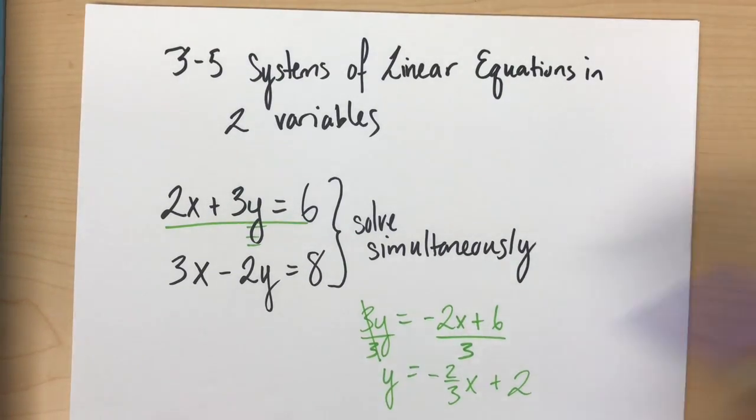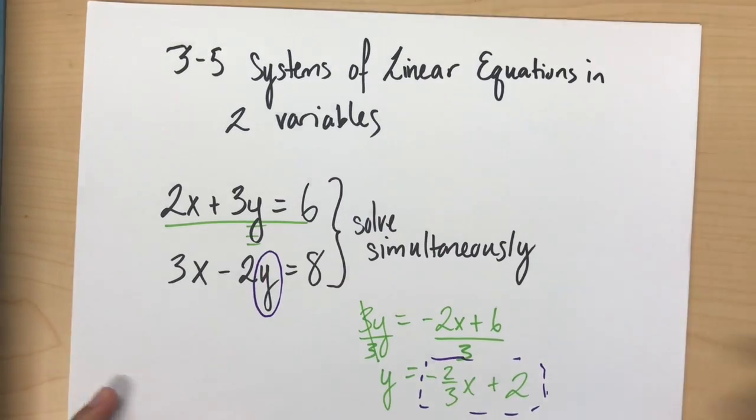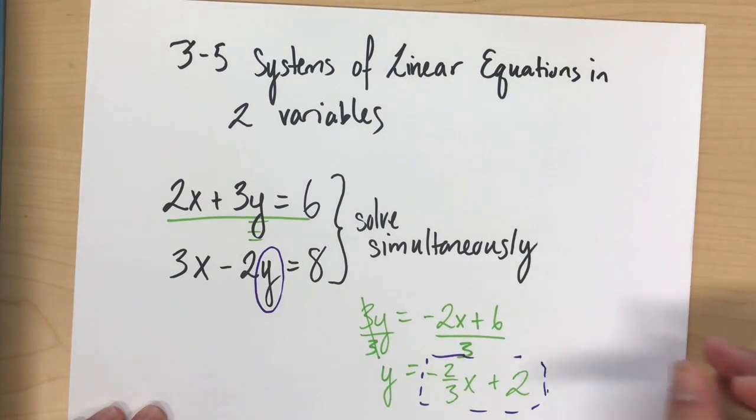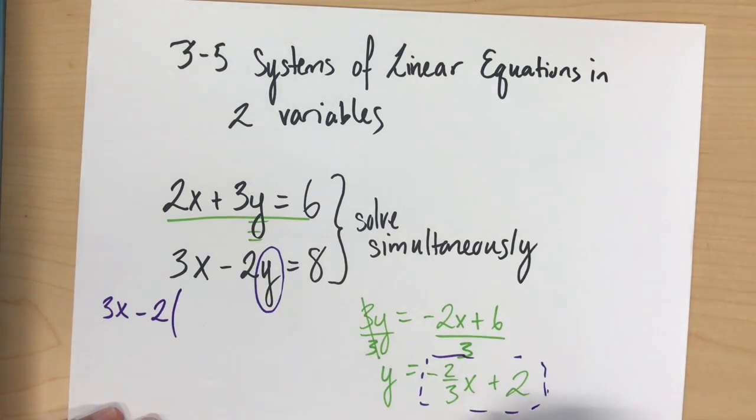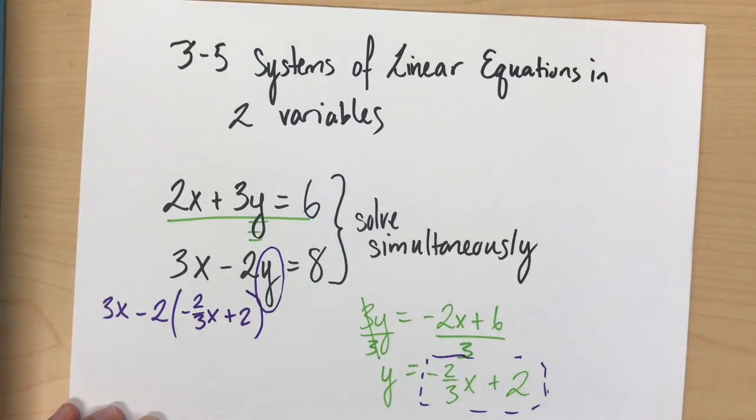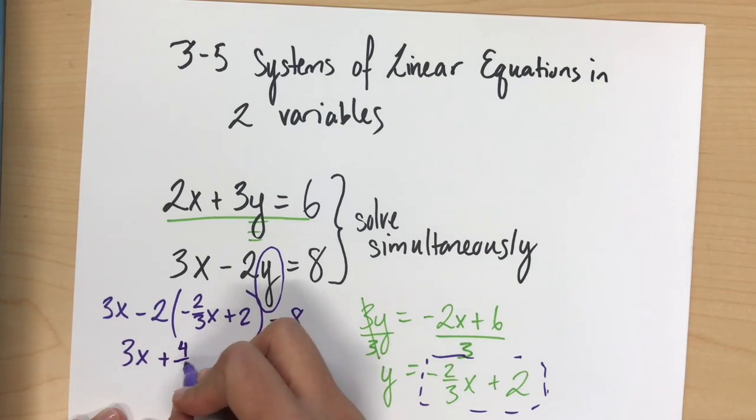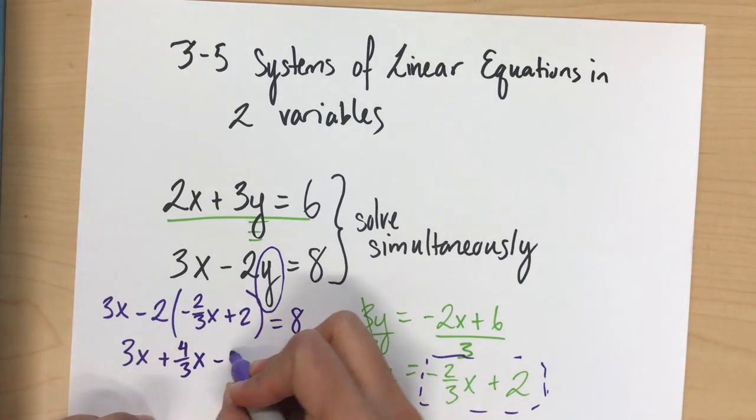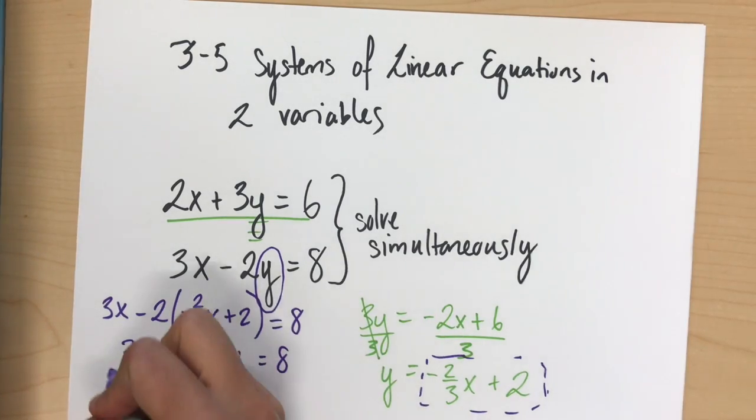So what I can do with that information is plug that whole thing in for y, right? So I'm subbing that entire phrase into where y is. So I'll have 3x minus 2 times negative 2/3 x plus 2, and that's going to be equal to 8. Then I distribute the 2, so I get plus 4/3 x, and then minus 4, right? The negative has to distribute.